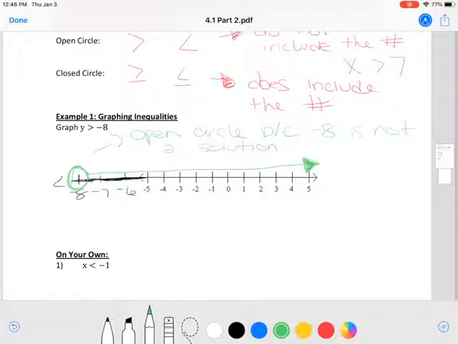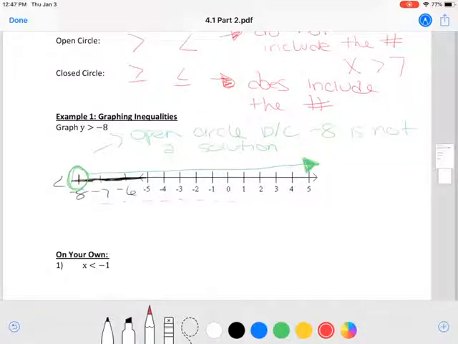And you can always check yourself by saying, okay, is negative 6 greater than negative 8? Yes. Is 1 greater than negative 8? Yes. Is 5 greater than negative 8? Yes. So we're going in the right direction. So this is what a graph of an inequality looks like. You put either a closed or open circle on the number, and then you put an arrow showing what direction all the solutions go into. And this arrow goes on for infinity, and this is showing us what all of our possible solutions for y are.